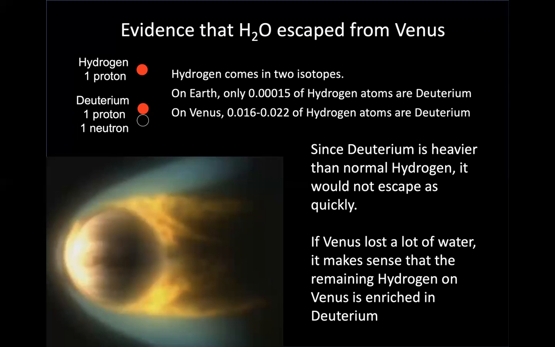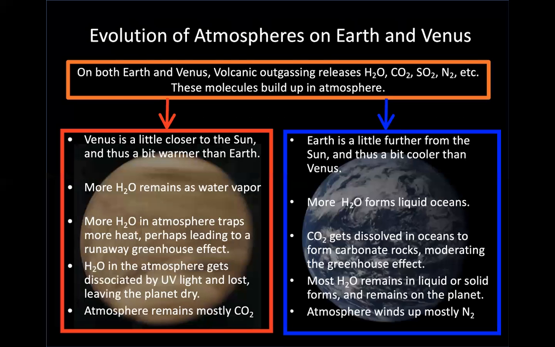Now, the thing is, if water is escaping, it's easier for lower mass particles to escape than higher mass particles. So if a bunch of hydrogen escaped, that would naturally leave something that was enriched in the heavier stuff. And this is cited as evidence that Venus had water, but it escaped. And this is the basis for our current understanding, which is basically a story where two planets start off very similar, but follow very divergent paths.